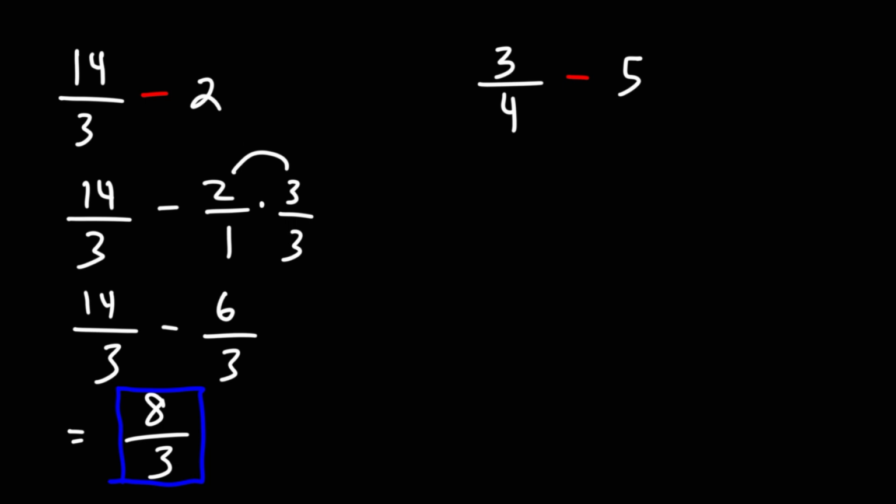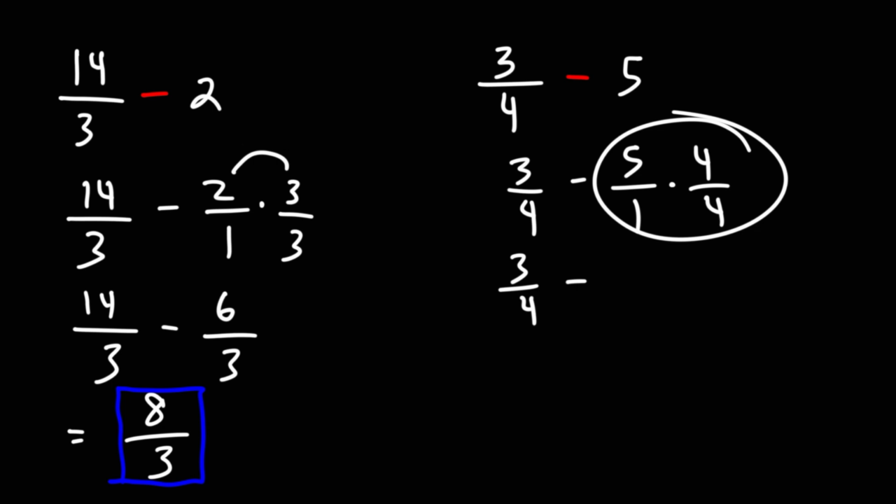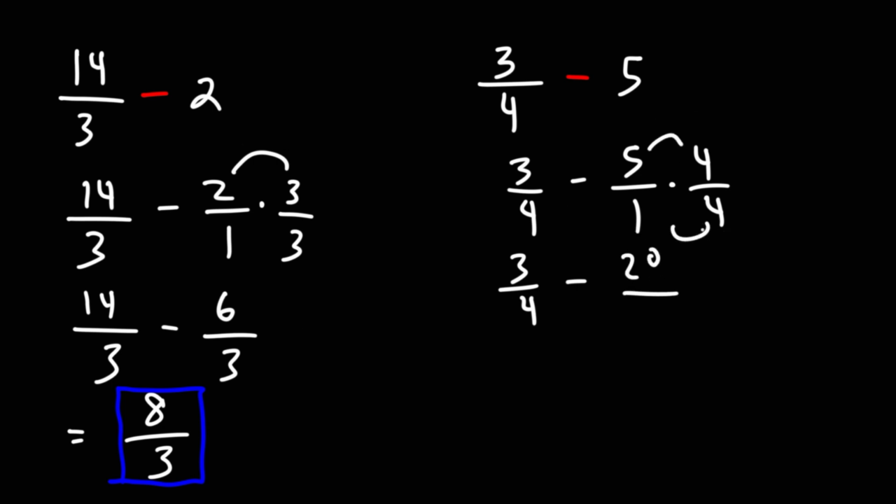Now let's do the same thing for the second example. Let's write 5 as 5 over 1. Now let's get common denominators. Using the denominator of the first fraction, I'm going to multiply the second fraction by 4 over 4. So when multiplying two fractions, you need to multiply across. 5 times 4 is 20. 1 times 4 is 4.